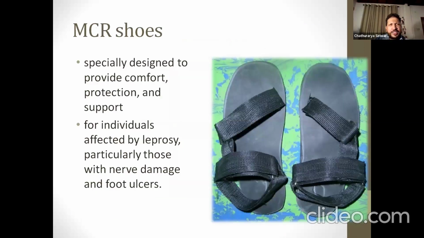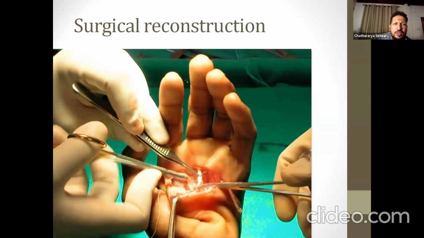And most of our patients with peripheral neuropathy, we give them special shoes with micronized crystalline rubber to prevent damage. These are similar to the shoes used in diabetic neuropathy as well. And these are provided free of charge every 6 months to our patients who need it. So surgical reconstruction is also done.